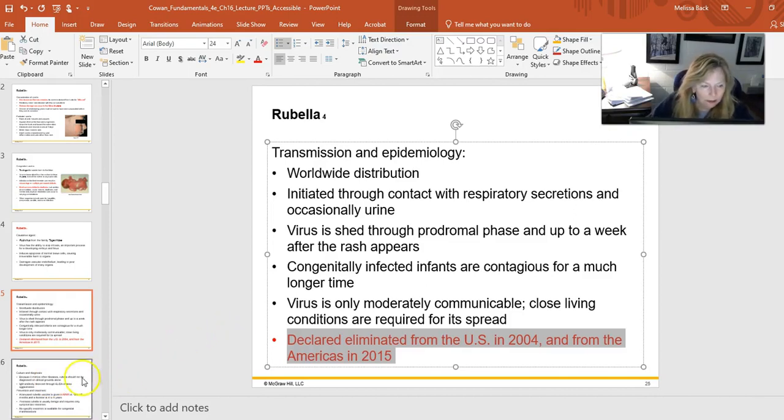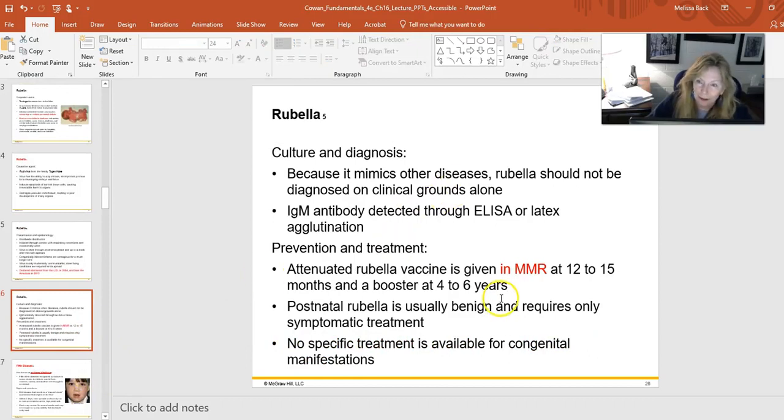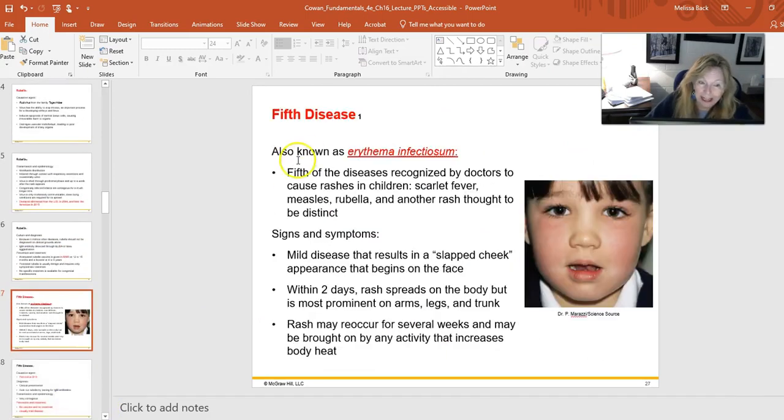So, this is something for everybody in the healthcare field to be informed about and aware of, and understanding how these diseases spread and how we can protect people from actually having these diseases. So, the next one we're going to talk about is fifth disease.